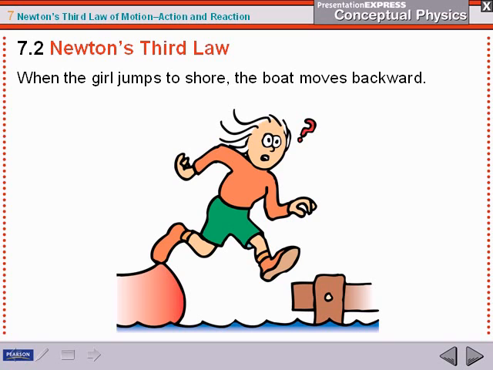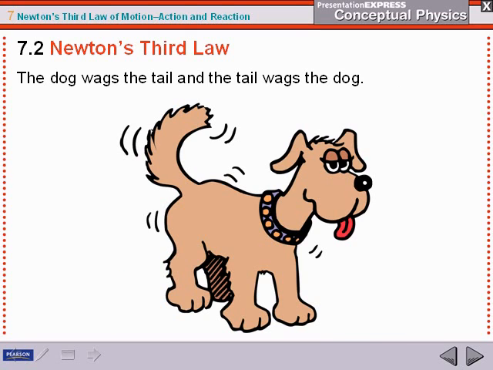You can see that by standing on a wheeled chair and trying to push off the wheeled chair. You're going to push back on the wheeled chair. It's going to go one way. You're going to go flying the other way. And here's another one. The dog wags the tail, and the tail wags the dog. Have you ever seen a dog shake from wagging? That's what you're seeing.